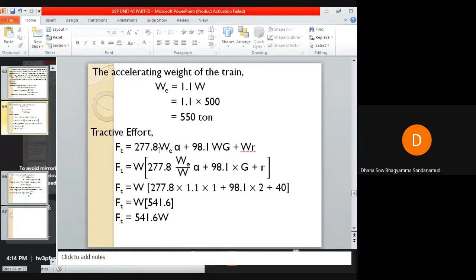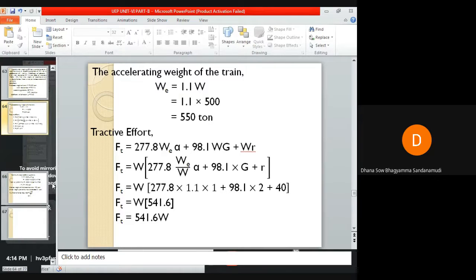This is the formula which is well known to you, and I could simply substitute the values directly. It doesn't matter, but I have taken W common. If you take W common from the above expression, what you will get is 277.8 into We by W alpha plus 98.1 into G into R.